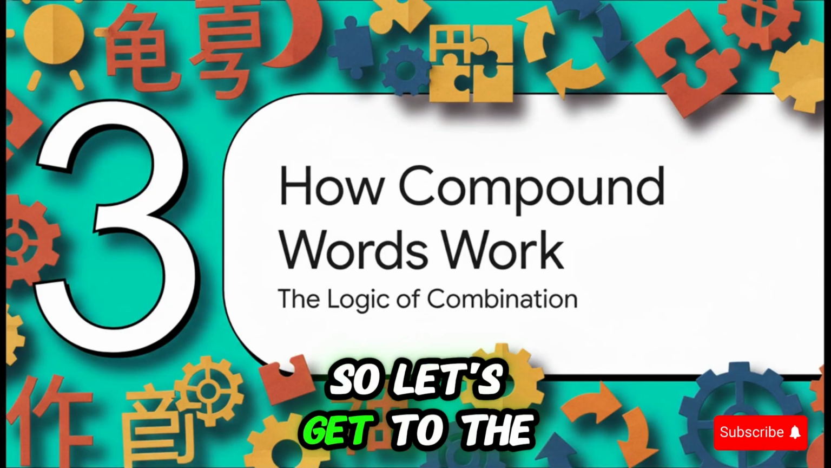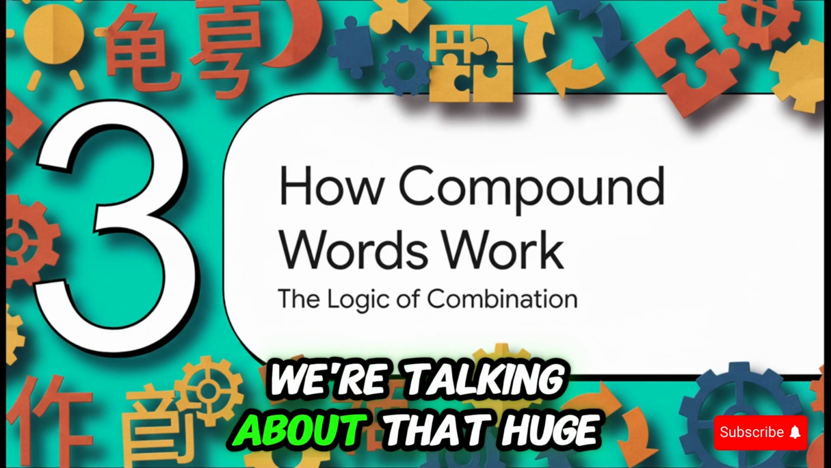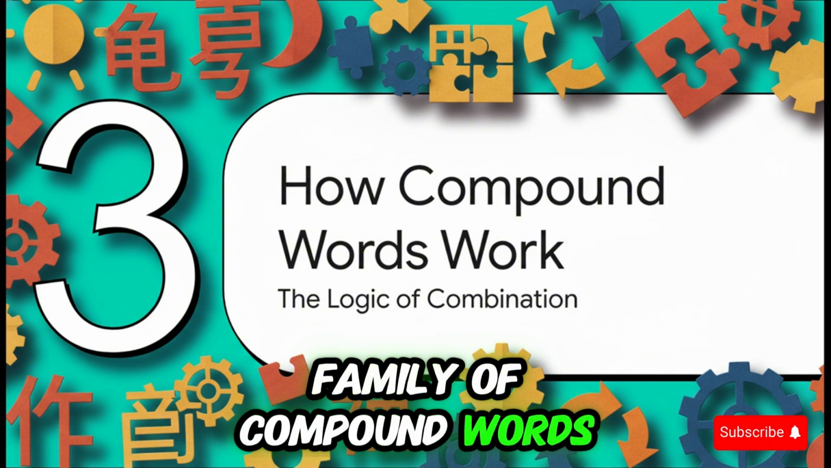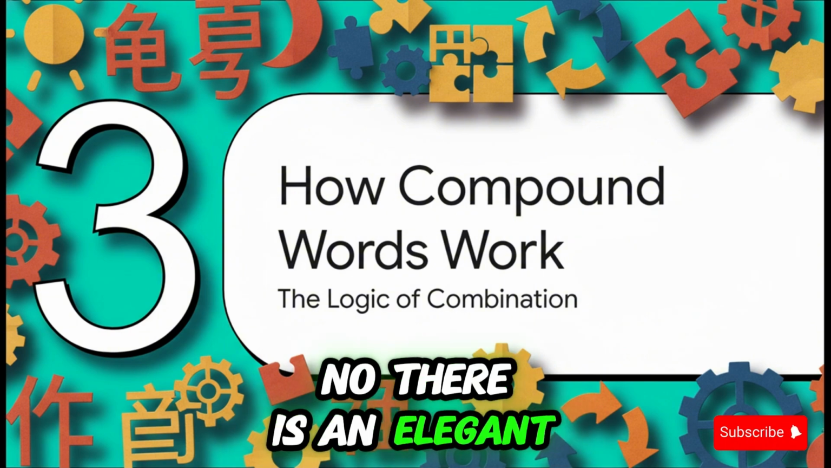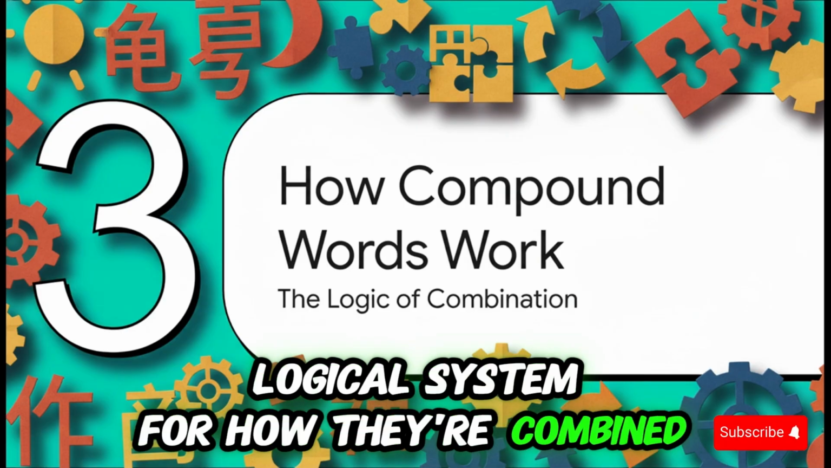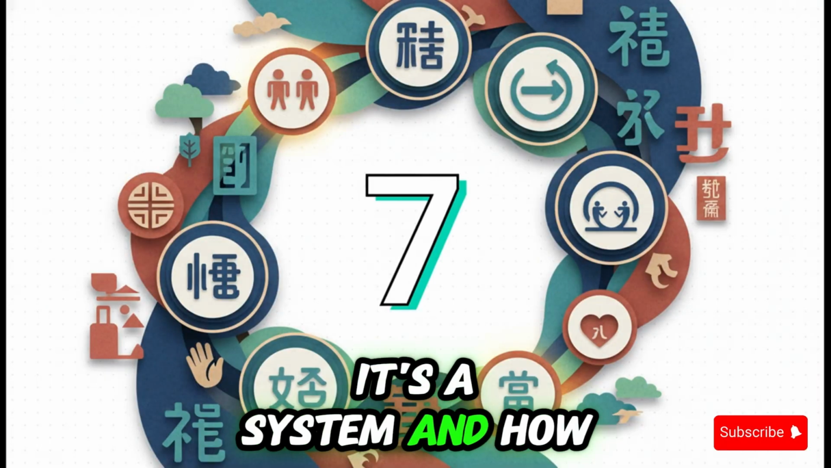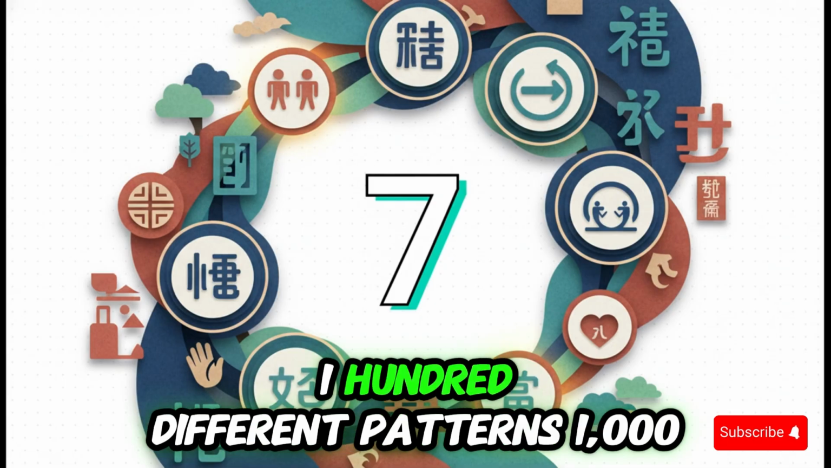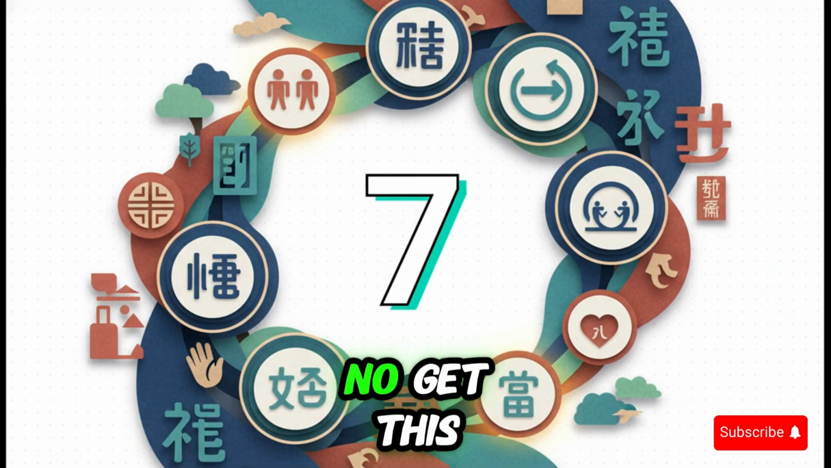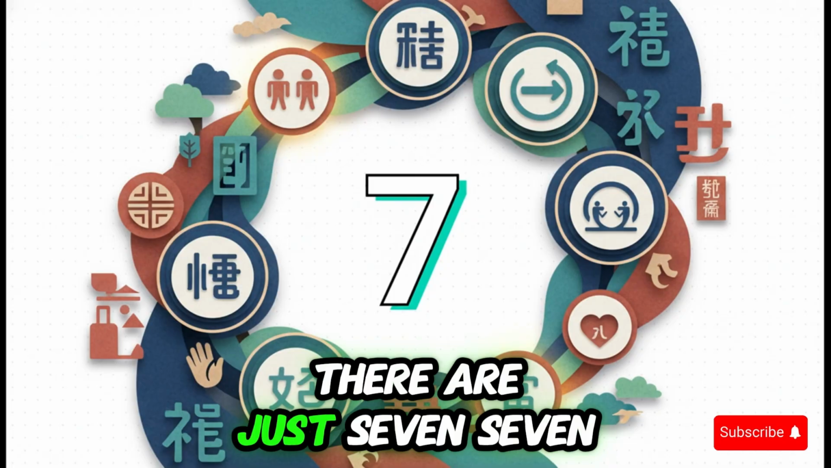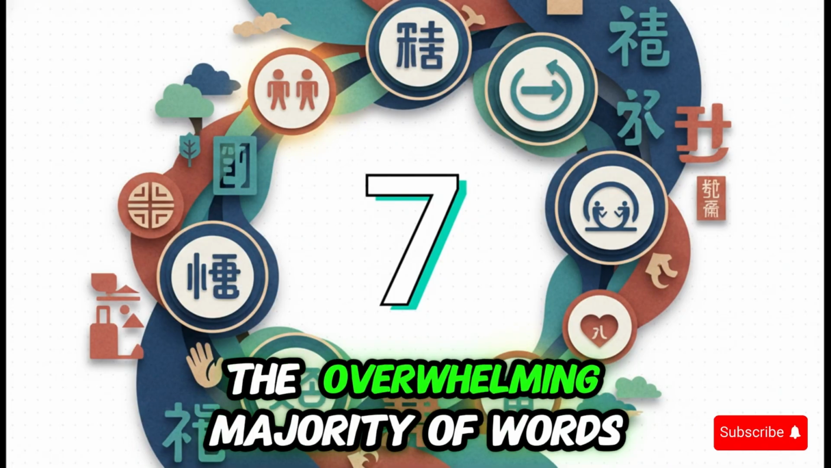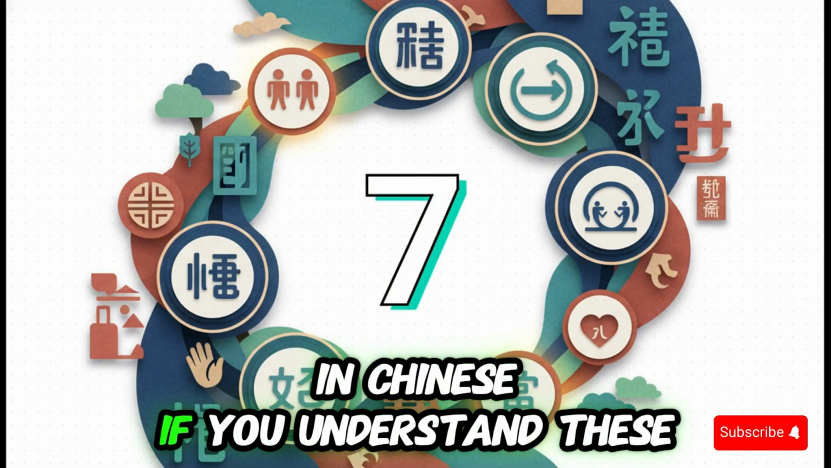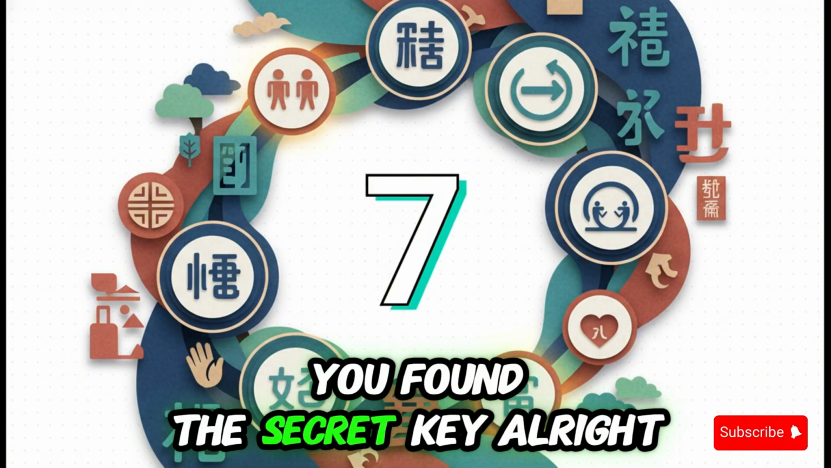Okay, so let's get to the heart of this thing. We're talking about that huge family of compound words. This isn't just a random jumble of characters. No. There is an elegant, logical system for how they're combined. And how complex is this system? 100 different patterns? 1,000? No, get this. There are just 7. 7 main logical patterns that are used to build the overwhelming majority of words in Chinese. If you understand these, you've found the secret key.